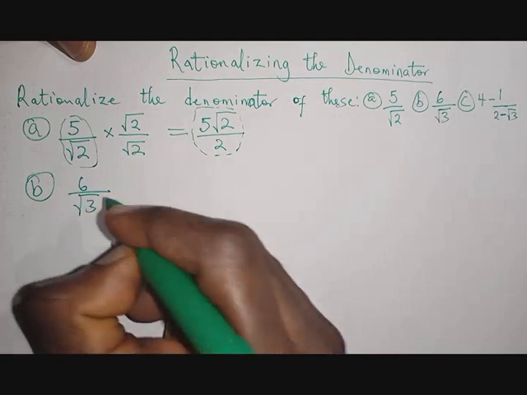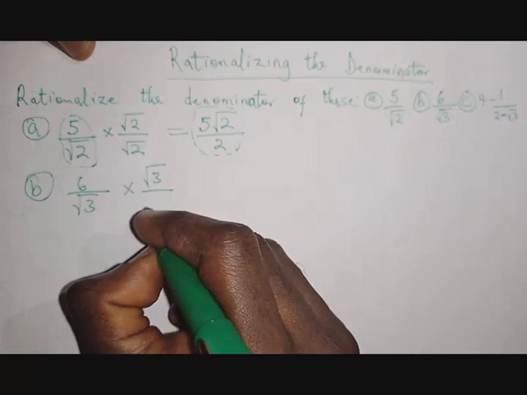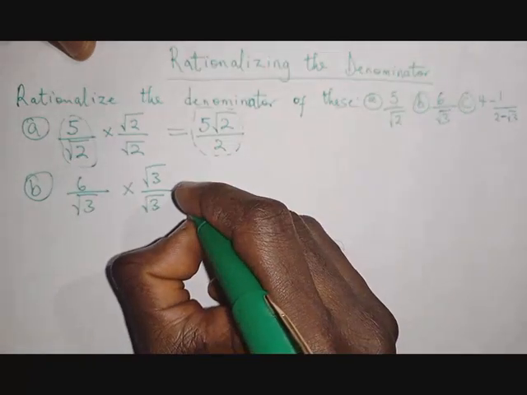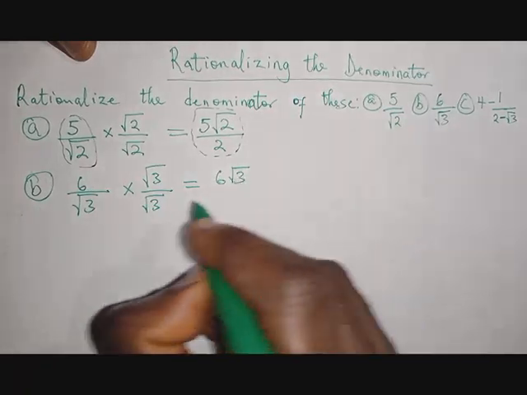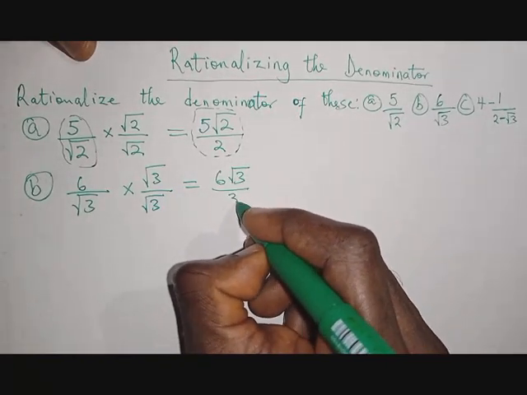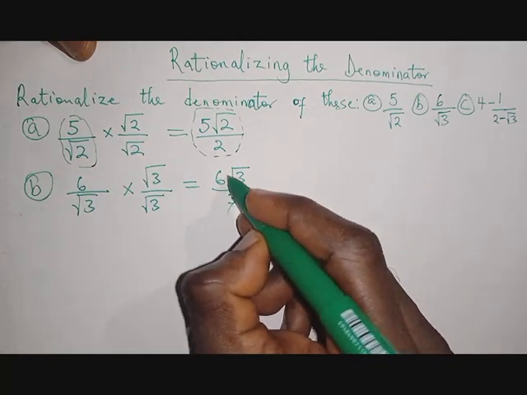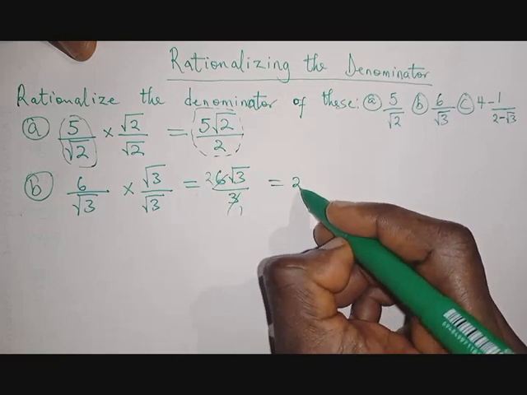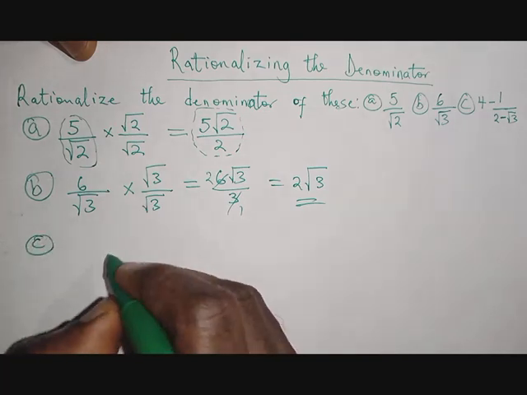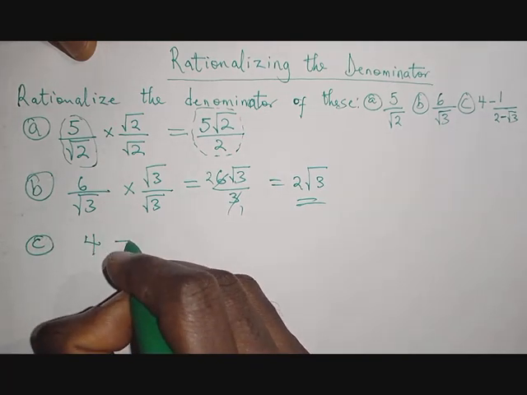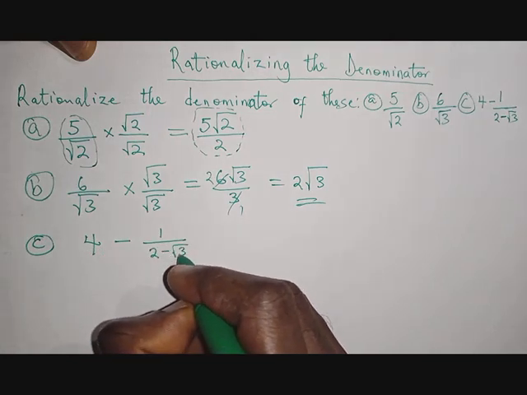6 over root 3. So by rationalizing it, I'm going to simply multiply both the numerator and denominator by the surd. And then I'm going to be left with 6 times root 3, which is 6 root 3. Now root 3 times root 3 is 3. Since I have numbers that can be divided, this simplifies, so my answer is simply 2 root 3. Very simple.